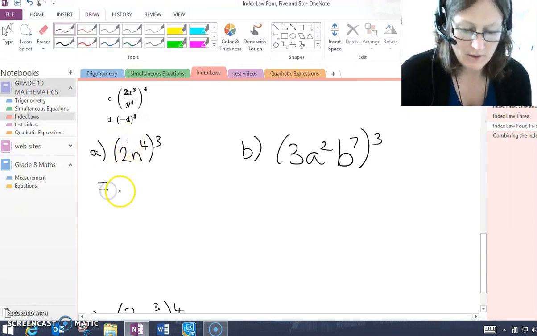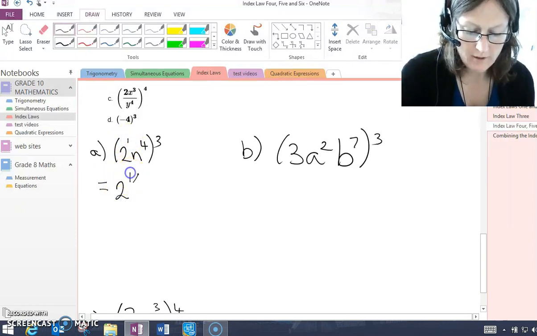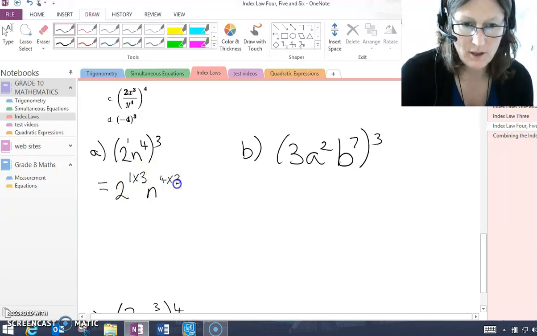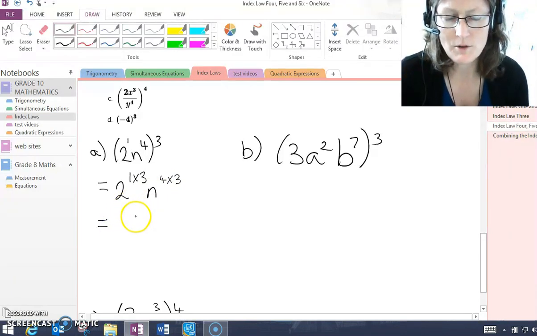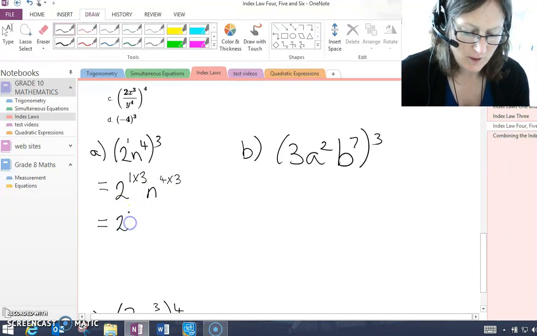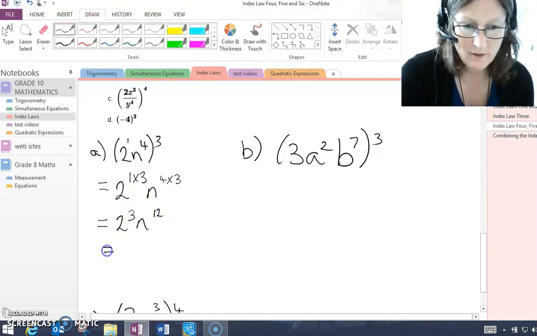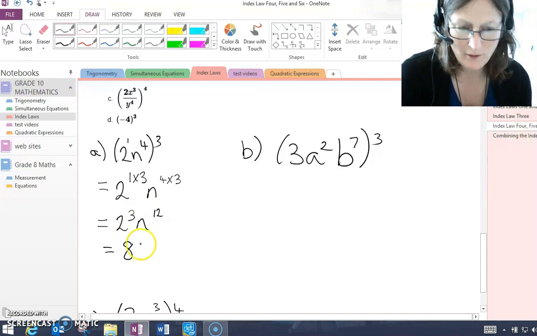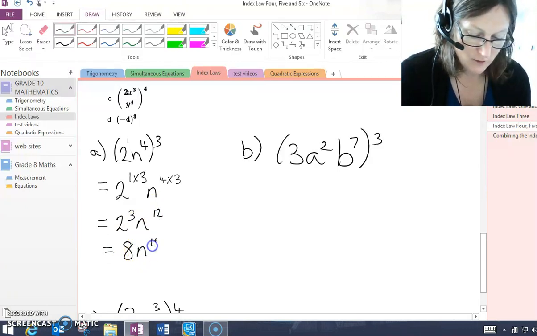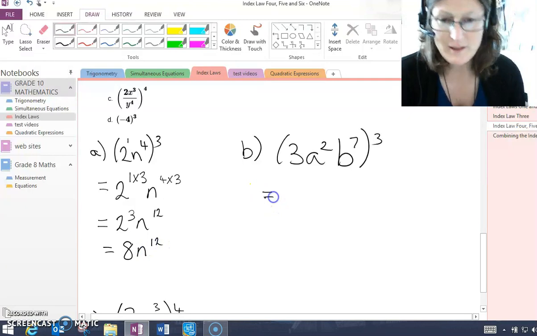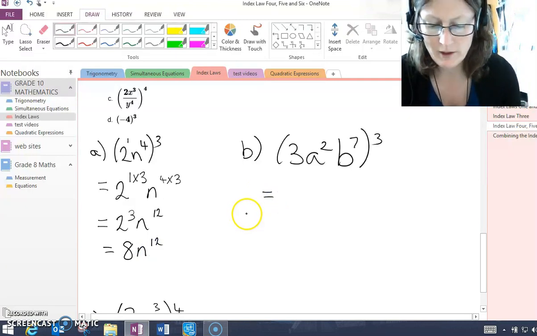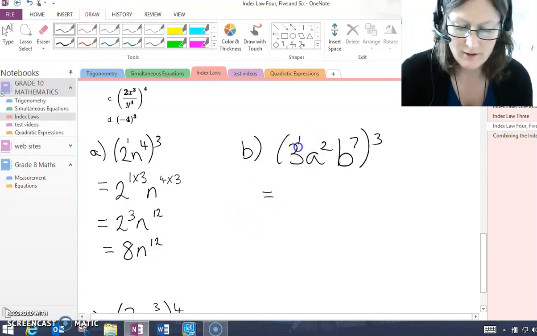So we say 2 to the 1 times 3, n to the 4 times 3. If it's a power to a power, we times those indices. So it's 2 to the power of 3, n to the power of 12. We can leave it there, or the further step, 2 to the power of 3 is 8, n to the 12. Let's look at our next example, and hopefully by now you're remembering if there's nothing there, it's in fact a 1.